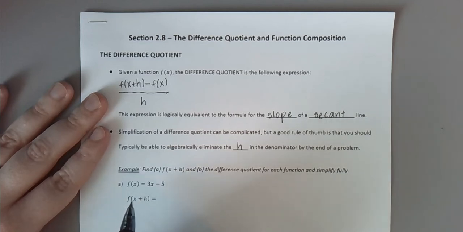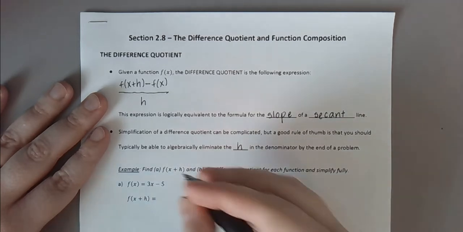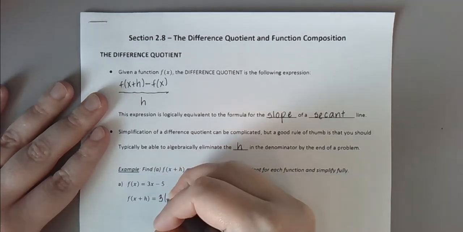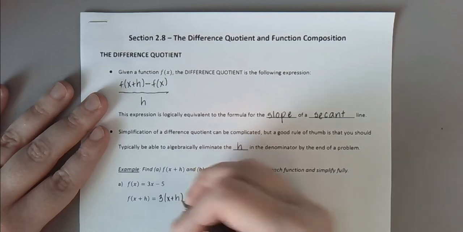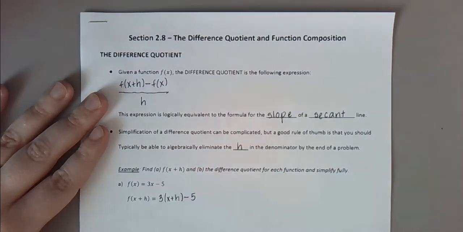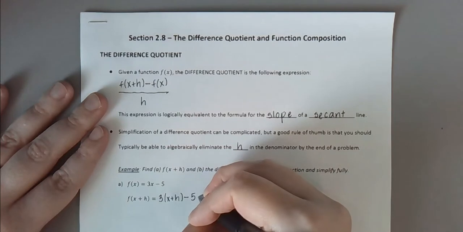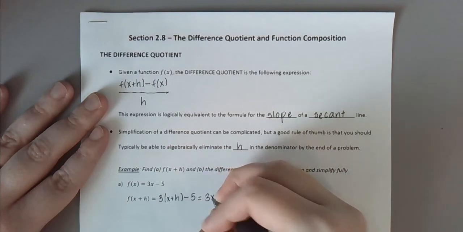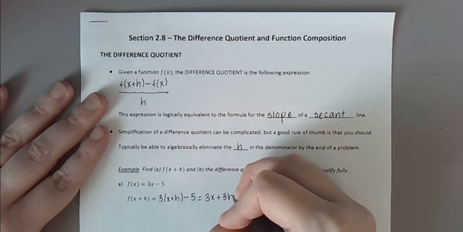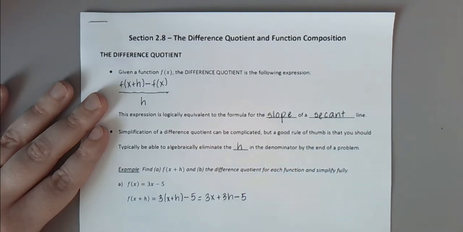So if we want to evaluate f of x plus h, this is just saying take the rule for f and then substitute in the specific input of x plus h in place of our generic input x. So this would be 3 times x plus h minus 5. Now we need to simplify that down. So distribute your 3. So we have 3x plus 3h minus 5. And none of these are like terms, so that would be the full simplification for this particular expression.